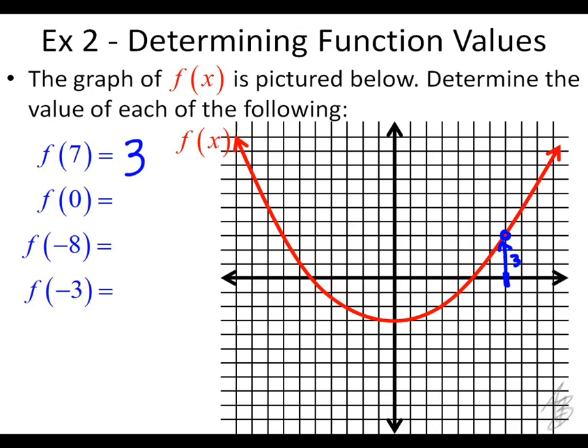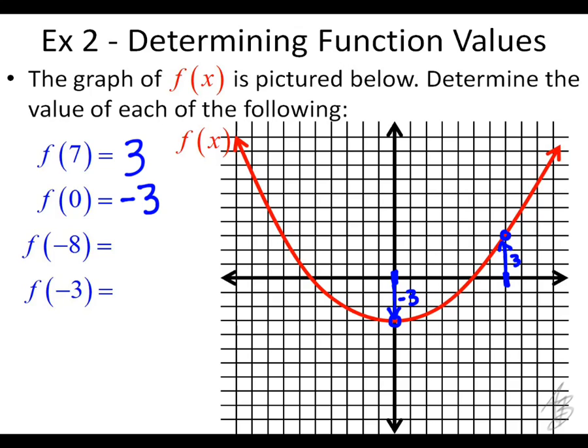How about f of 0? Where am I going to start? For f of 0, I'm going to start at the origin. And then to get to the function this time, I have to go which way? I have to go down 3 to get to the function right there. So since I went down 3, f of 0 is going to be negative 3.